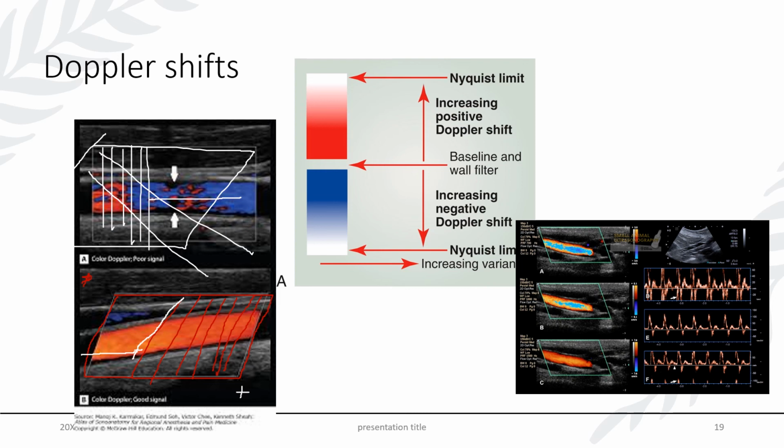Now, whenever you're doing color Doppler, you will see something that looks like this scale here on your screen. Anything that is represented above this baseline would represent a positive Doppler shift. Anything below this baseline would represent a negative Doppler shift. So this would be running away from my scan line. This would be running towards my scan line.